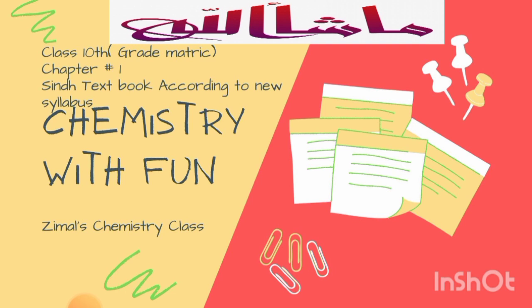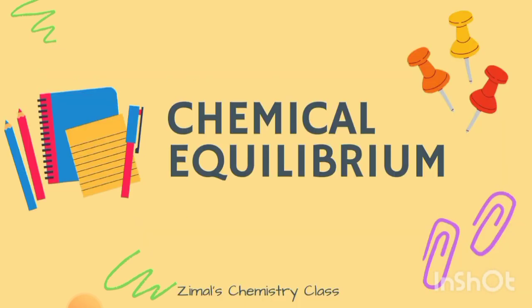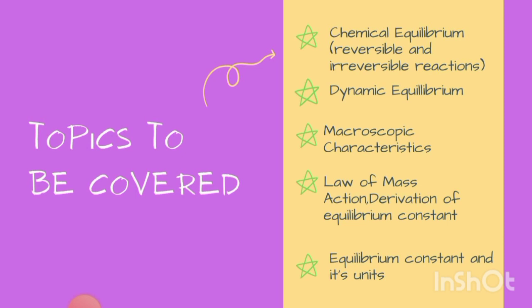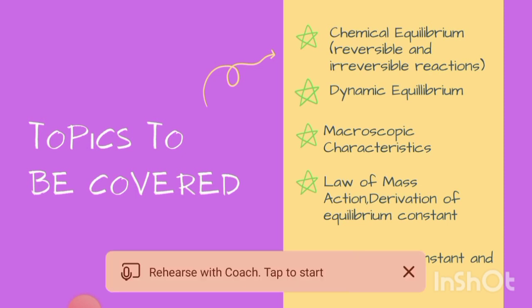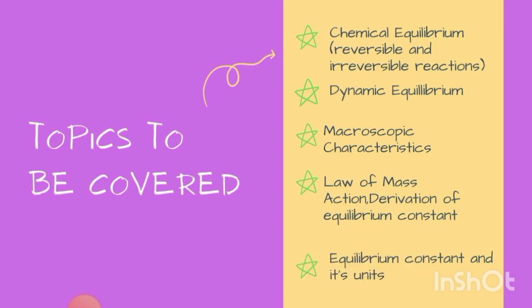So in this video I will talk about grade matric. You know that I have discussed two topics of grade 9, and now today I will discuss the first chapter of grade matric, that is chemical equilibrium. So let's start. In this video I would like to cover the following topics: chemical equilibrium, reversible and irreversible reaction, dynamic equilibrium, macroscopic characteristics, law of mass action, derivation of equilibrium constant, and equilibrium constant and its units.